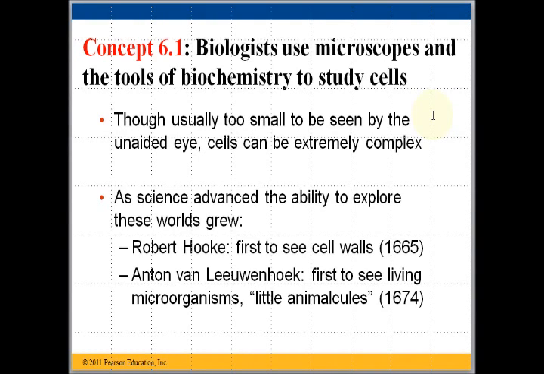Then a little bit further on, in 1674 we have Anton van Leeuwenhoek. Anton van Leeuwenhoek is considered kind of the father of microorganisms. He was the first to see actual living, moving microorganisms in his microscope. He called them little animalcules. Hooke and van Leeuwenhoek were contemporaries, and they developed a lot of the microscopy technology that first began this revolution of seeing into this hidden world of microorganisms and tiny cells.